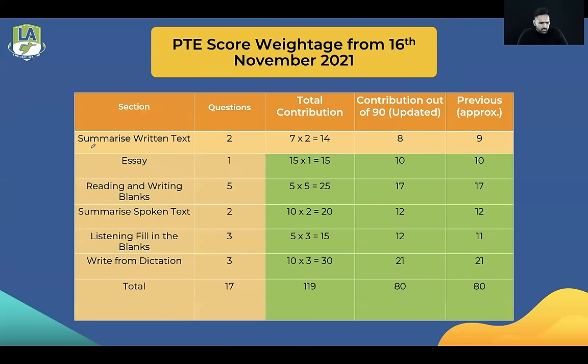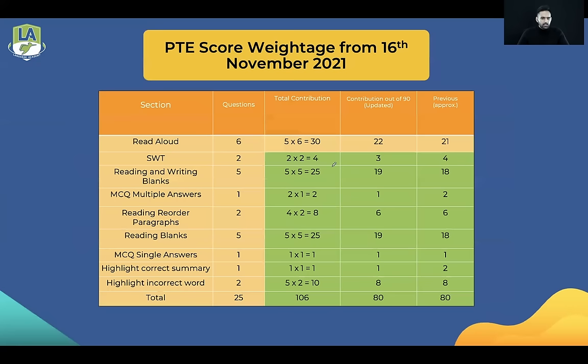Then we have your summarize written text, which will give you around 8 points in writing. If you get one essay, 10 points in writing. If you've got two summaries and one essay, you're only getting 18 points in writing. The rest of the points are from listening and reading. Reading and writing blanks, around 17 points. Summarize spoken text, listening blanks 12 points, and write from dictation 21 points. These four are very important because these are easy. You can follow the templates here, but not here. So be very careful, please.